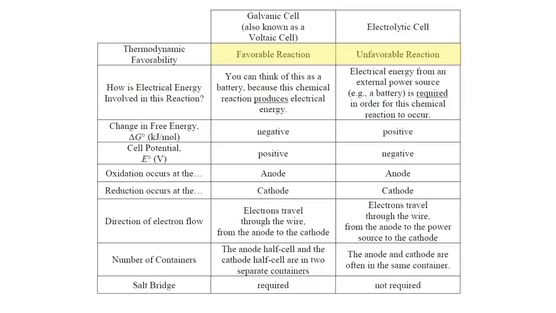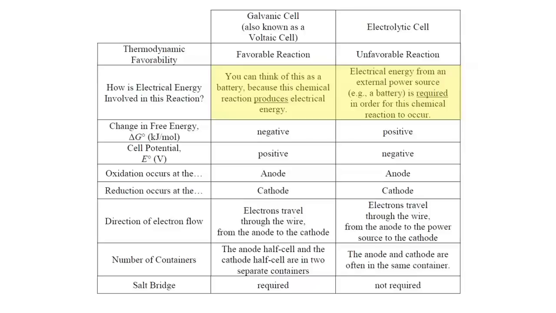So how is electrical energy involved in this type of reaction? Well, in a galvanic cell, you can think of this as a battery because this chemical reaction produces electrical energy. On the other hand, in an electrolytic cell, electrical energy from an external power source, for example, a battery, is actually required in order for this chemical reaction to occur.